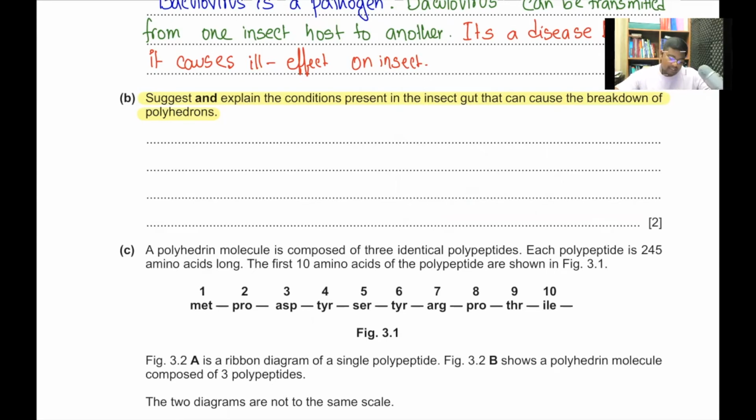The question says suggest, and then the question says explain. So we'll have to suggest whatever condition is actually needed for digesting a particular protein, and write an explanation to it.